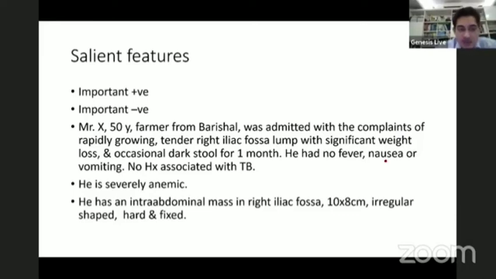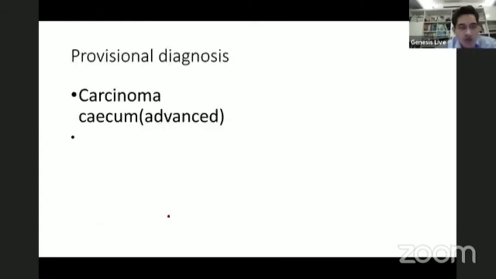On general examination, the patient is severely anemic, which is in support of a chronic disease or a malignancy like carcinoma cecum. In the abdominal examination, he has an intra-abdominal mass in the right iliac fossa, which is irregular in shape, hard and fixed. That definitely says this is a case of advanced malignancy. So what can your provisional diagnosis be? Of course, according to the findings, in this case, it sounds very much like a carcinoma cecum, which is advanced.